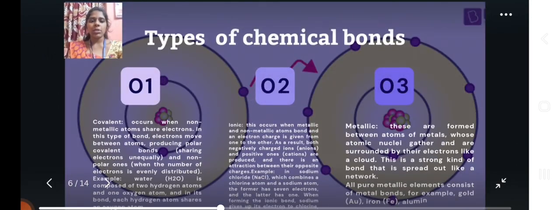Types of chemical bonds. There are covalent bonds, ionic bonds, and metallic bonds. Covalent bonds occur when non-metallic atoms share electrons. Ionic bonds occur when metallic and non-metallic atoms bond and electronic charge is given from one to the other. Metallic bonds are formed between atoms of metals whose atomic nuclei gather and are surrounded by their electrons like a cloud.